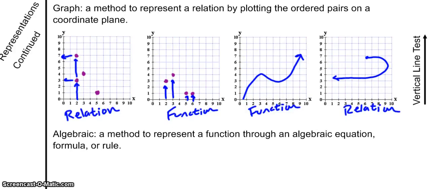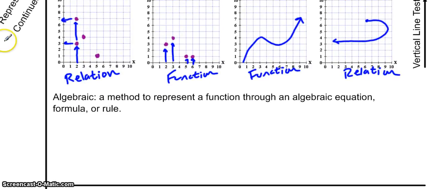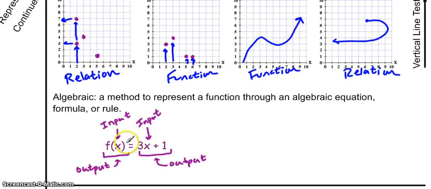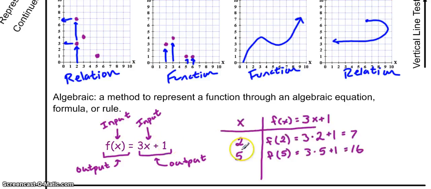Lastly, let's talk about the algebraic representation. An algebraic representation is a method to represent a function through an algebraic equation, formula, or rule. Here we have an example where x is the input and f(x) represents the output of 3 times whatever x was plus 1. And here's a table with a couple examples. For example, if x was 2, then f(2) would be 3 times 2 plus 1, or 7. This ends our video on functions, domain, and range.